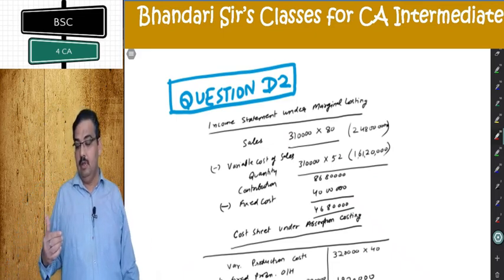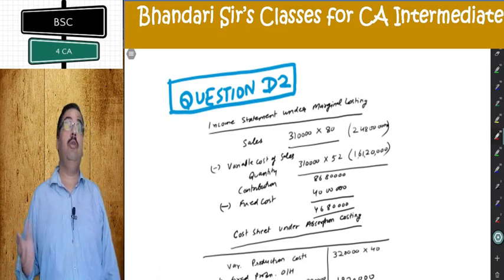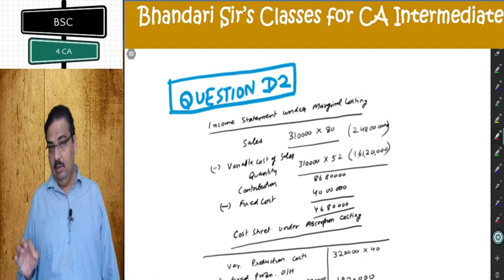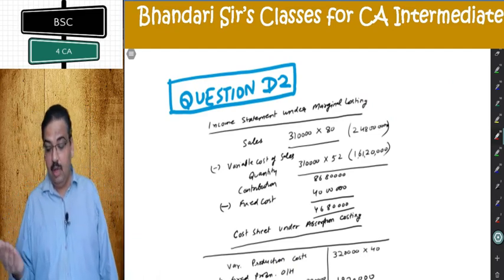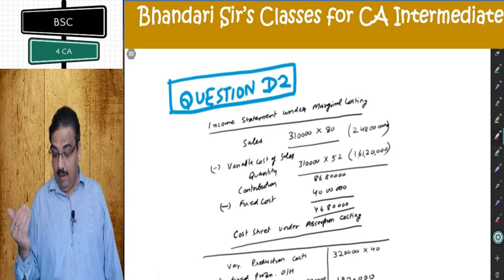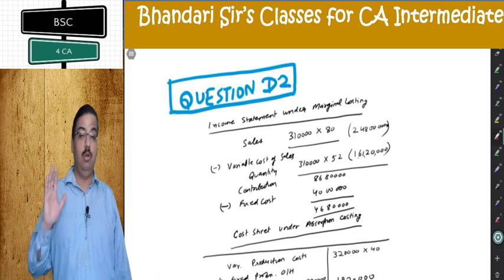Means there is opening stock also, 40,000. Means closing stock will be 50,000 units. 40,000 in the beginning, 3,20,000 produced, available for sale 3,60,000. You have sold 3,10,000. So balance 50,000 is closing stock.